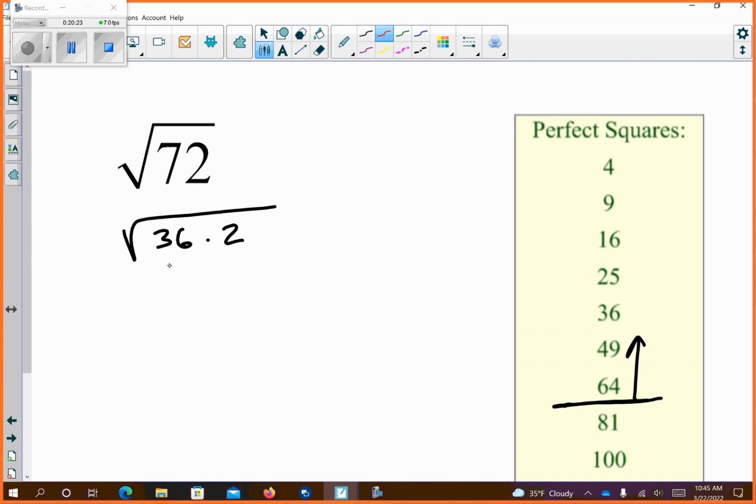Okay? So what's the square root of 36? 6. So I get 6 square root 2. 6 square root 2 is an equivalent form of root 72. It's broken down. Friends, we feeling okay? I know for some of you I'm going a little slower, but some of you I'm going probably about the right speed.